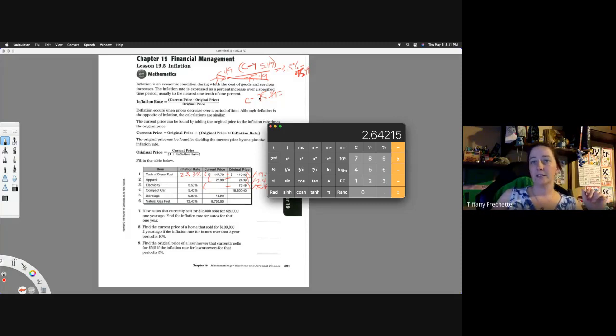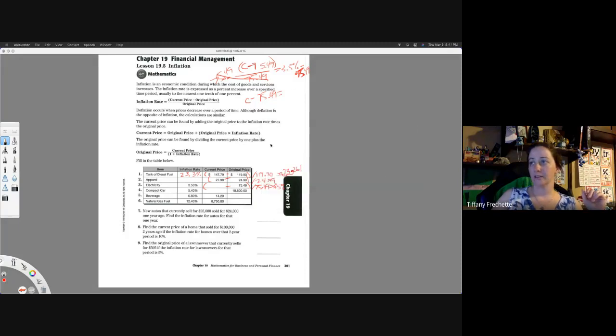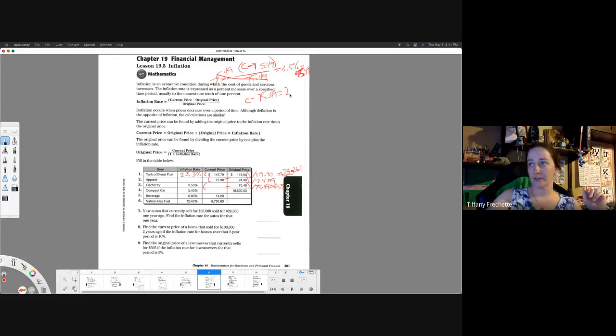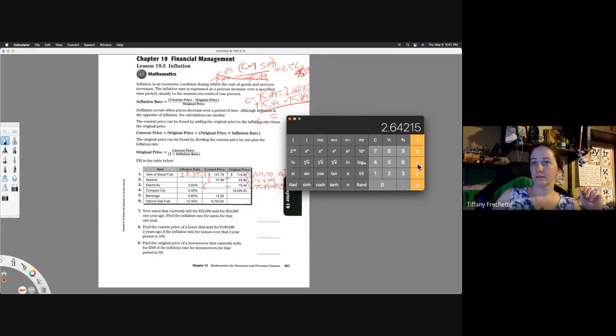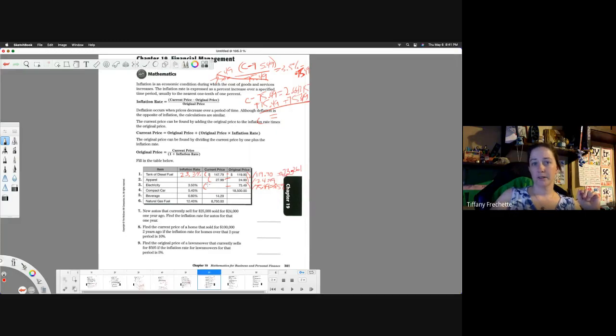Now I'm going to add 75.49. So the 2.6 would go over here, and I haven't written it yet just because I don't want to have to get rid of my calculator here. I'll write it right here. So 2.64215. Now I'm going to add 75.49 to both sides. 75.49 to both sides like that. So I have C equals plus 75.49 equals 78.13. So this is the amount of the current price here, 78.13.